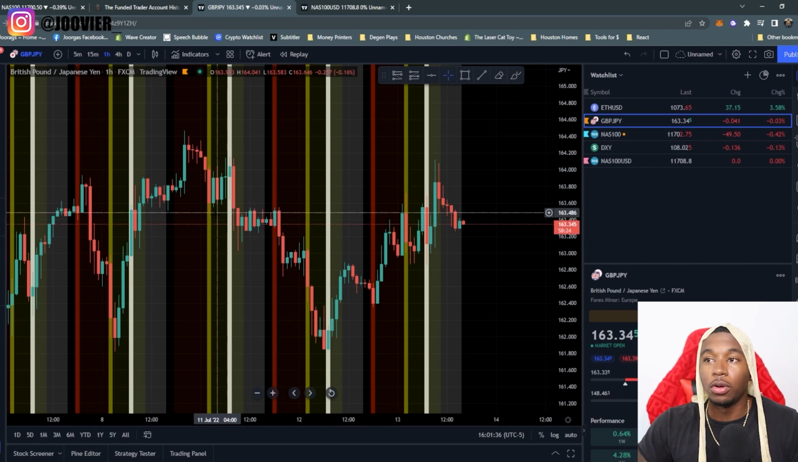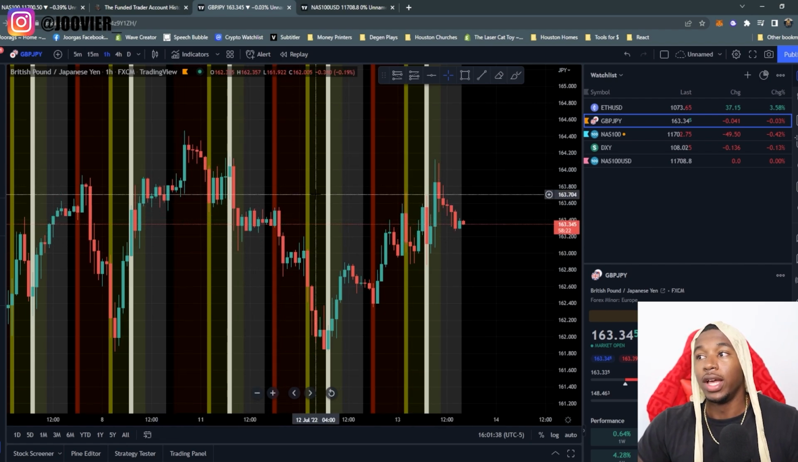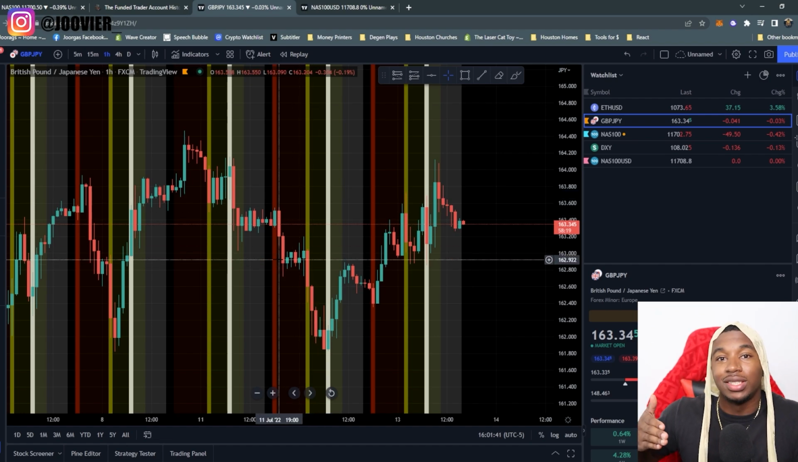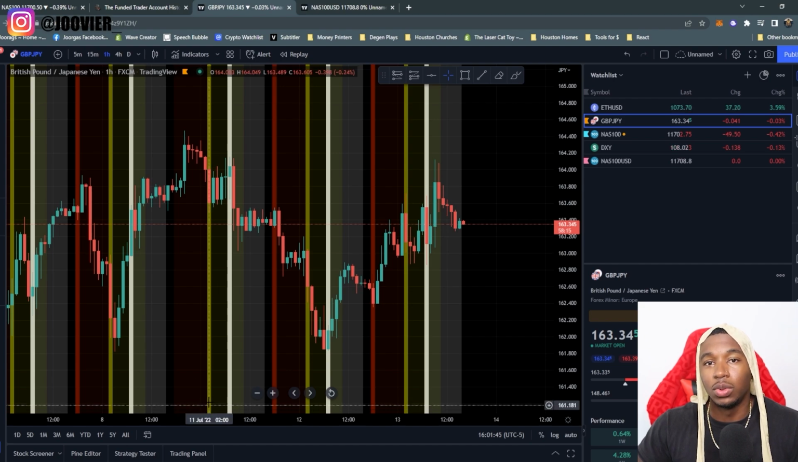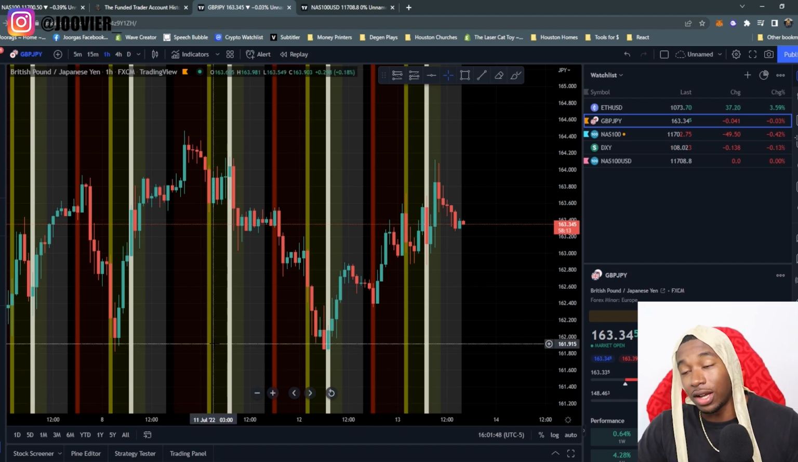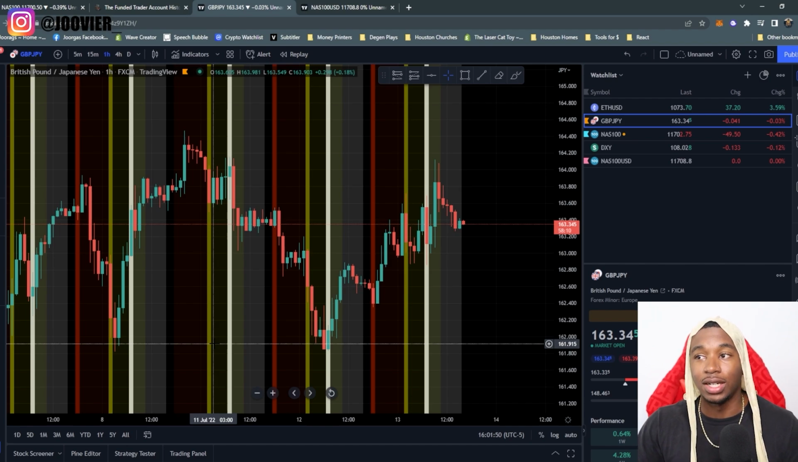So I said all that to say, when you're back testing, this indicator right here is amazing because you're able to see what session you're trading in, and you don't have to go and look down here on the bottom of the screen to see what time it is, and then do the calculation to see what session that is.